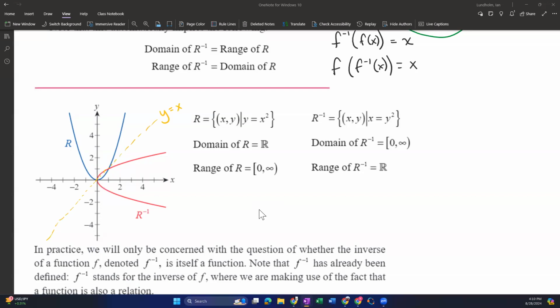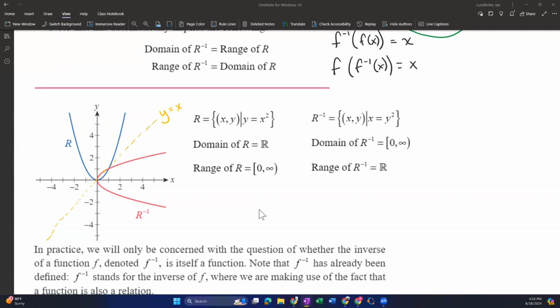Second, notice that this has to be a relation because we don't have functions both times. The blue one is a function with respect to x. That never fails the vertical line test. But the red one definitely would fail the vertical line test. And so what this highlights is the importance of restricting the domain sometimes so that we have a one-to-one and onto function. One-to-one and onto functions have an inverse function.